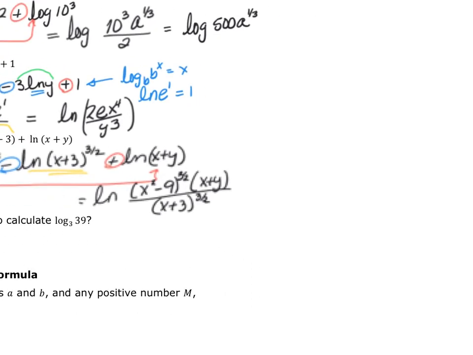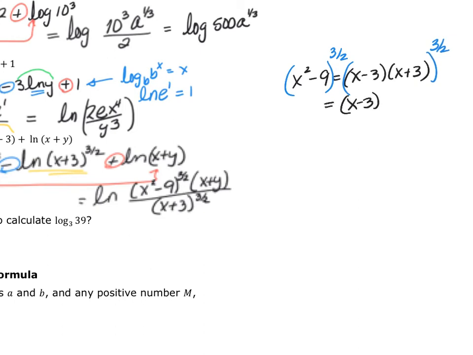And I'm not done. I'm done with what we've learned for logs, but I'm not done simplifying from what we learned from algebra. I know that x squared minus 9 is x minus 3 multiplied by x plus 3. So if I have x squared minus 9 raised to the 3 over 2, then that's going to raise these to the 3 over 2. But then by the power to power rule, this is going to be x minus 3 raised to the 3 over 2 multiplied by x plus 3 raised to the 3 over 2.